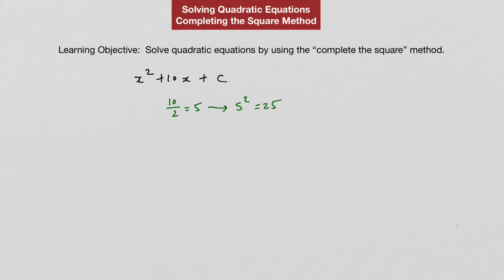Okay. So then this 25 gets substituted into this constant. So rewriting this equation, we get x squared plus 10x plus 25. Okay? And that, in essence, is completing the square. Very straightforward, very simple. All right, so let's go ahead and do another example just to make sure you understood that.